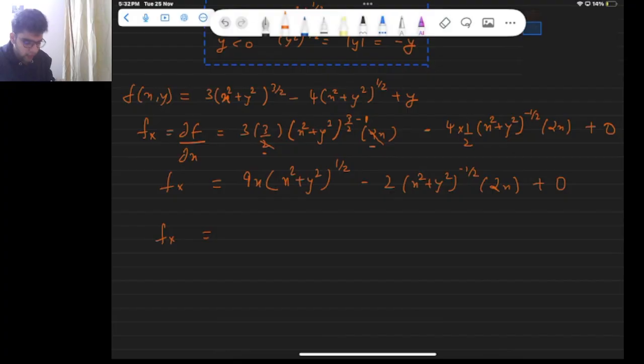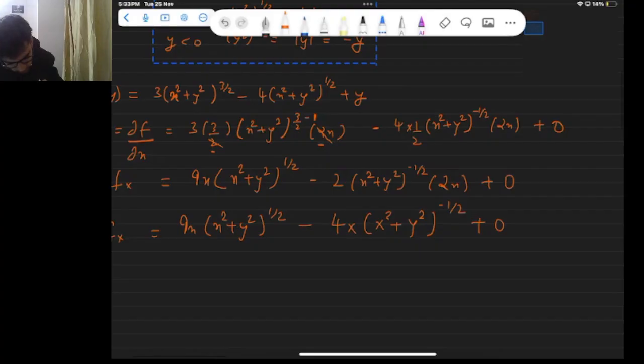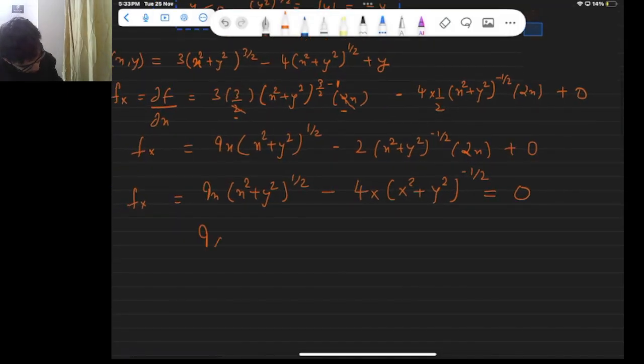So this term is 9x(x²+y²)^(1/2) - 4x(x²+y²)^(-1/2) plus 0. And now I'll be equating this. Now let me just remove 0 here. Now I'll be equating this to 0 for finding the stationary points. So what will this give me? This will give me 9x(x²+y²)^(1/2) - 4x divided by (x²+y²)^(1/2) is equal to 0.